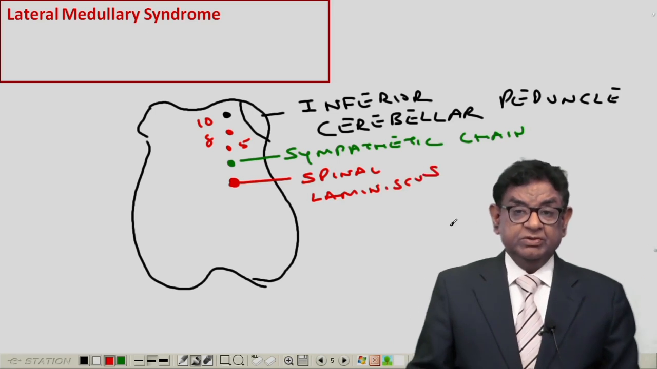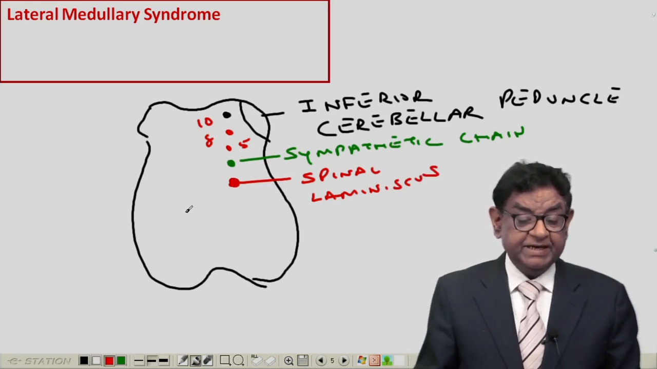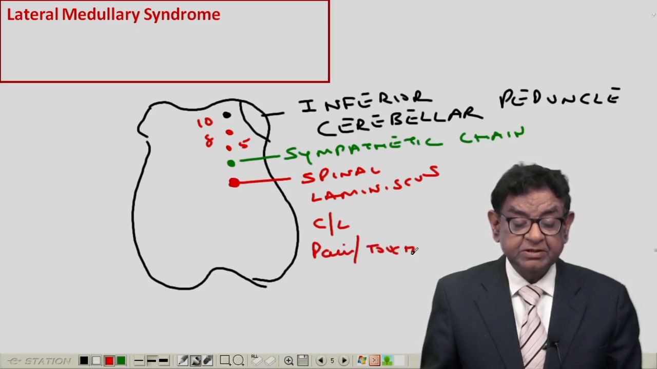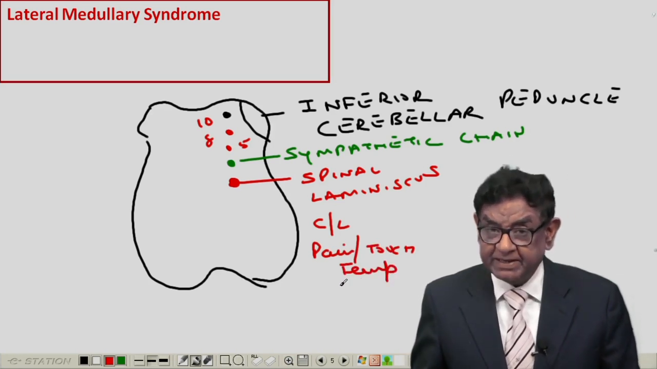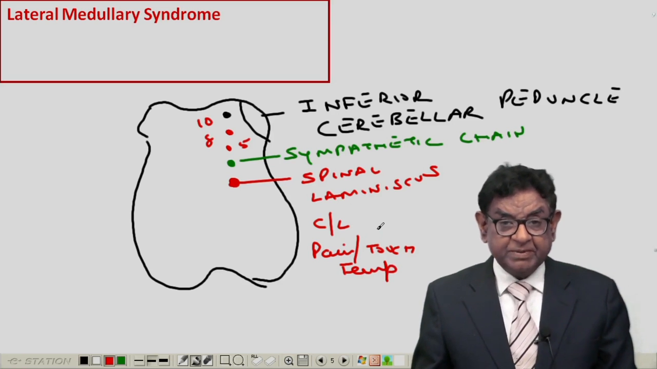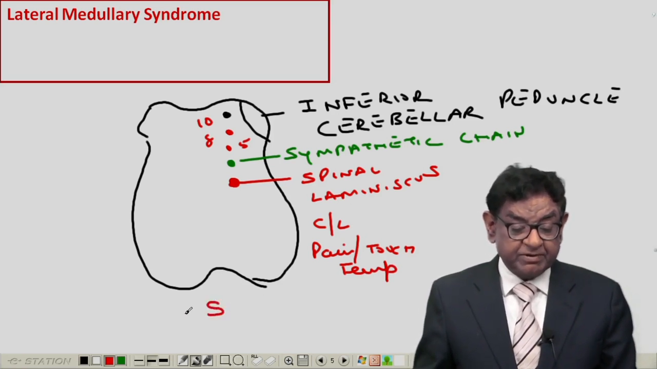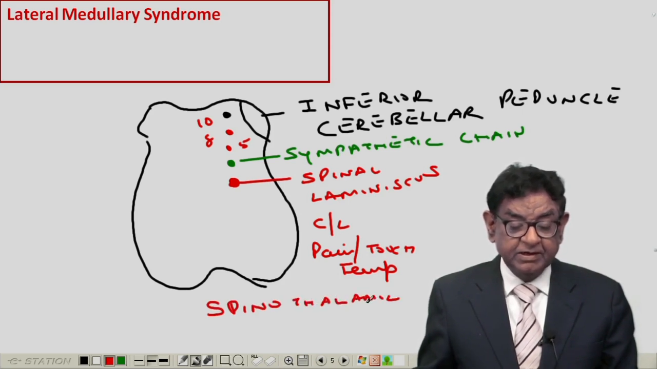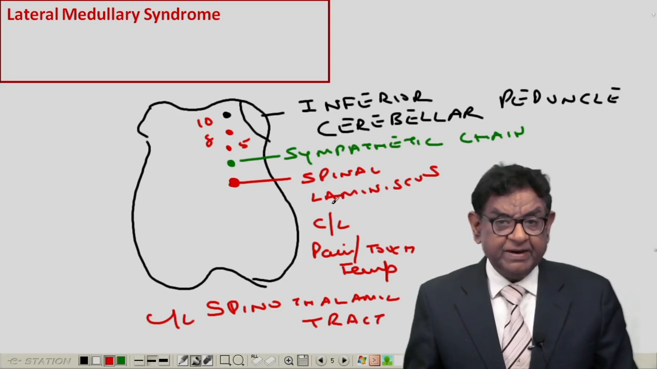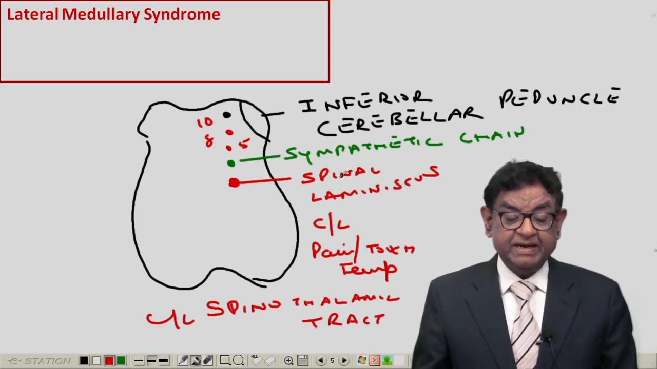Okay, what do these fibers carry? Spinal lemniscus contains contralateral pain, touch, temperature. Or I can give a better, simple example. In fact, we all know that contralateral pain, touch and temperature are carried by the spinothalamic tract of the contralateral side. In fact, the same fiber, when it enters the brain, changes its name to spinal lemniscus.